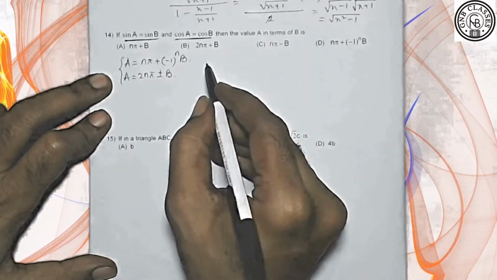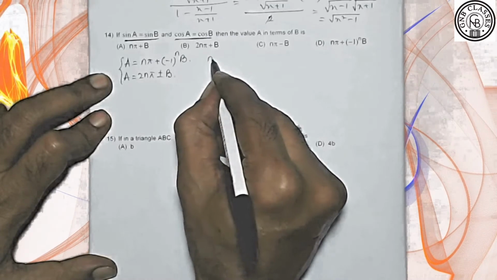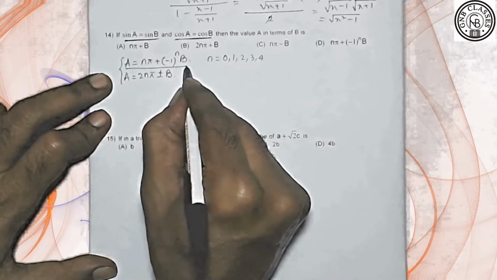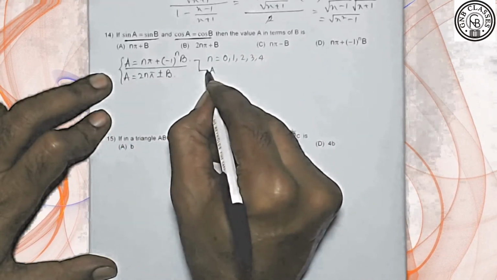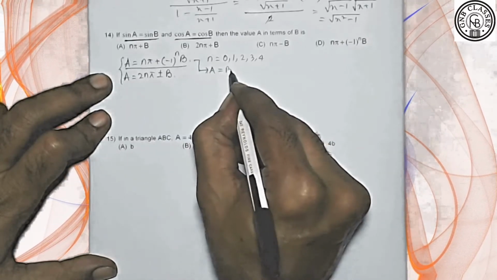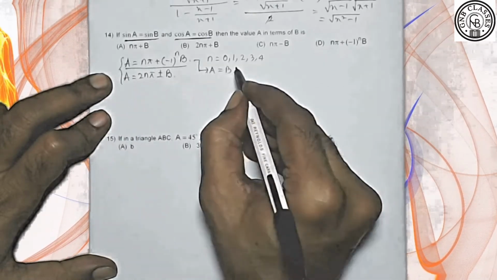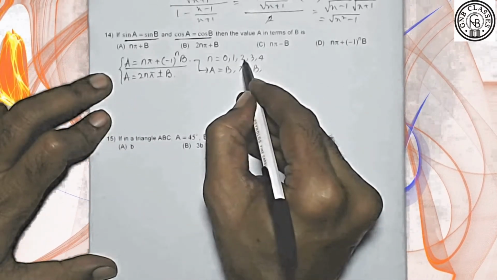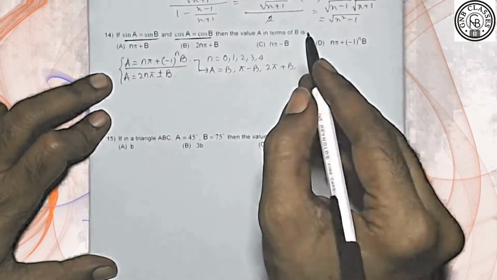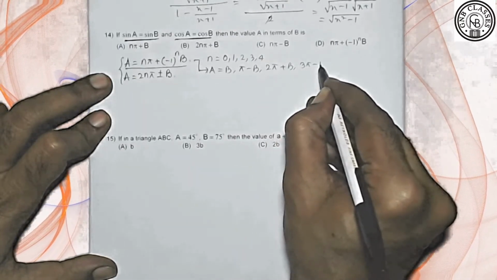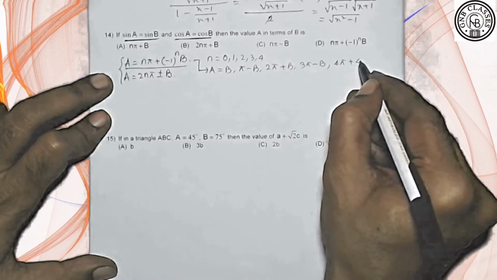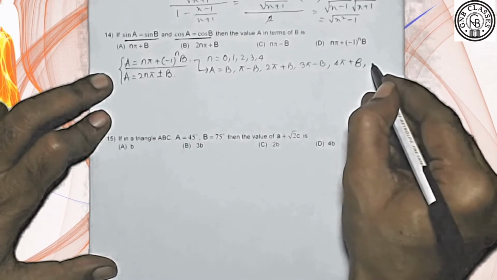Now for that, let us just put n equals 0, 1, 2, 3, 4 for the first case. So what are we getting? From the first one, when n is 0, A is coming to B. When n is 1, it is coming to pi minus B. When n is 2, it is coming to 2 pi plus B. When n is 3, it is coming to 3 pi minus B. Is it clear? When n is 4, it is coming to 4 pi plus B. Is it clear? And so on.